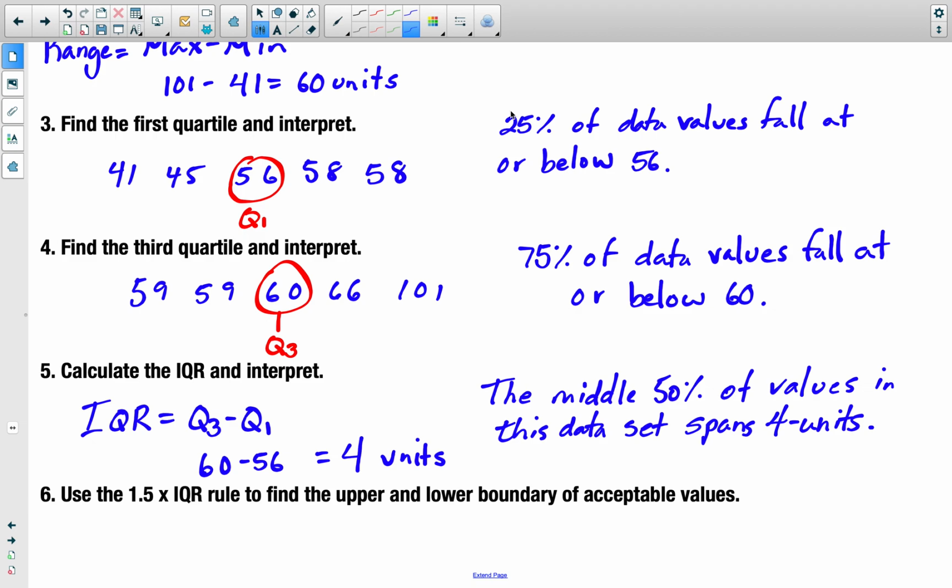Now we're going to use the 1.5 times the IQR rule to find the upper and lower boundary of what I call acceptable values, values that are not considered outliers.